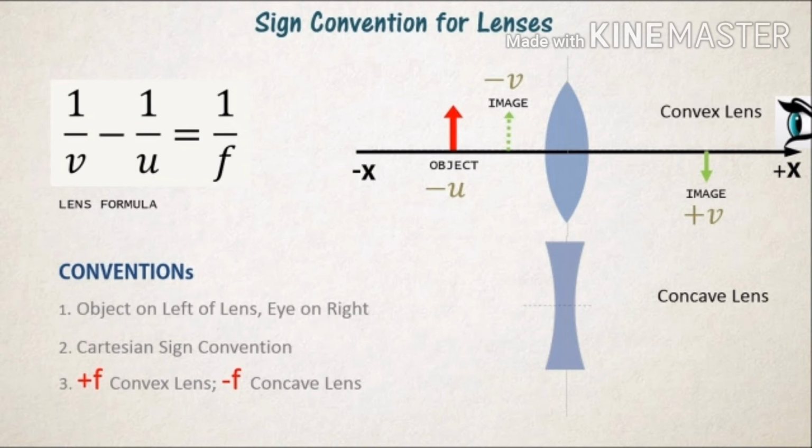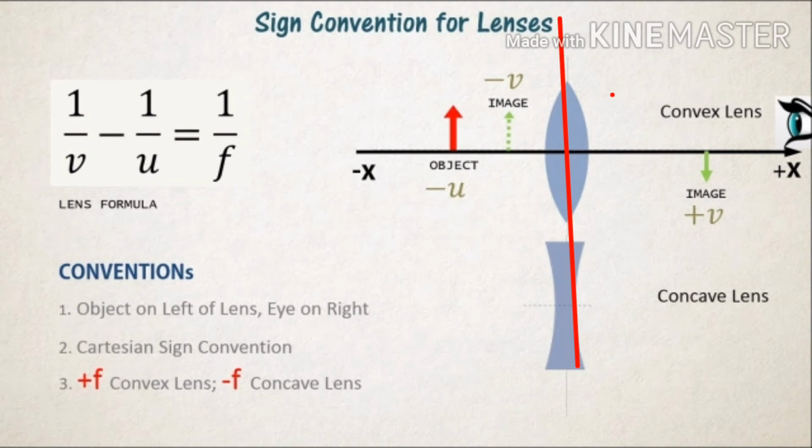According to the Cartesian sign convention, the optical center O is taken as the origin. The principal axis is the x-axis. The object is always placed on the left side of the lens. All the distances parallel to the principal axis are measured from the optical center O. Hence, distances measured to the right side of O are taken to be positive, while the distances measured on the left side of O are taken to be negative.